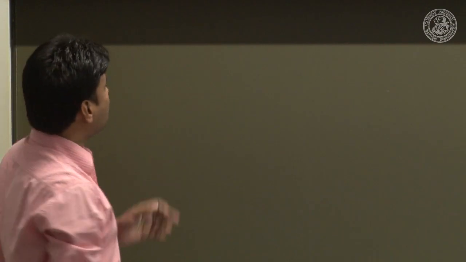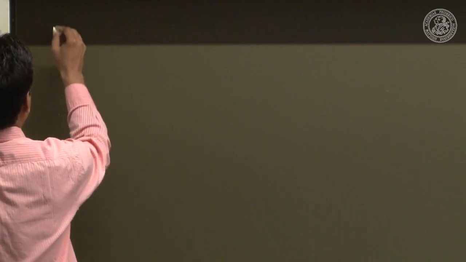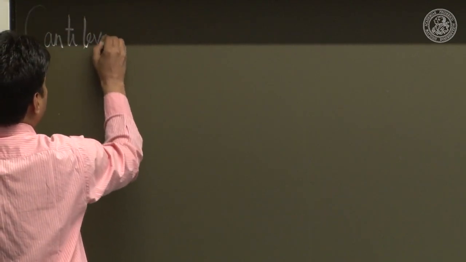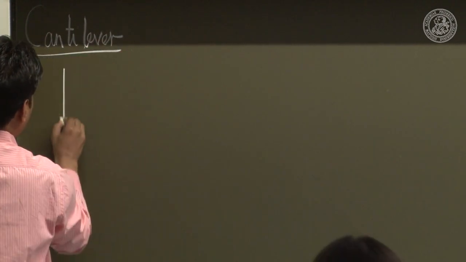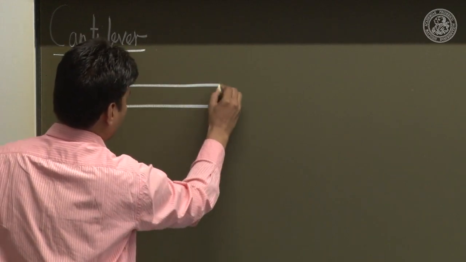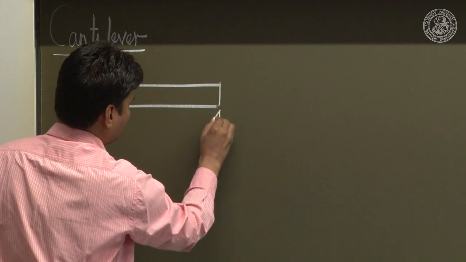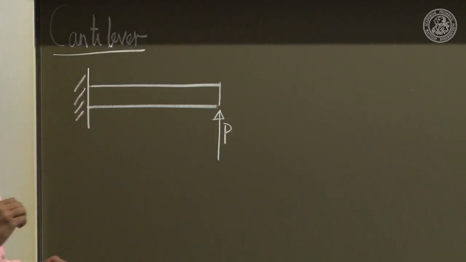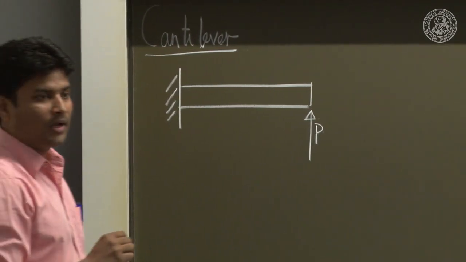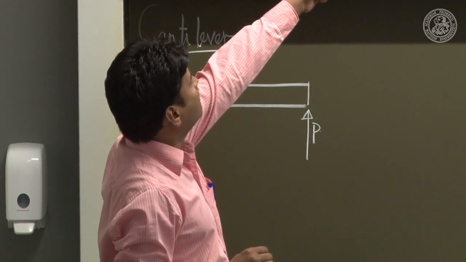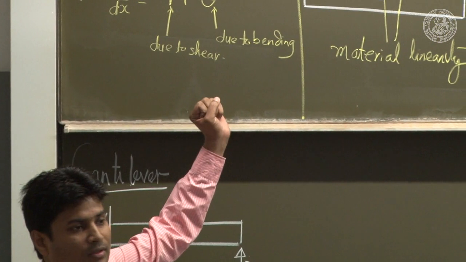So let's do one simple example. Again, your cantilever case, but using Timoshenko. So we already did it using Euler-Bernoulli, but we want to do it now using Timoshenko beam theory. So here, how many boundary conditions do you think we need?